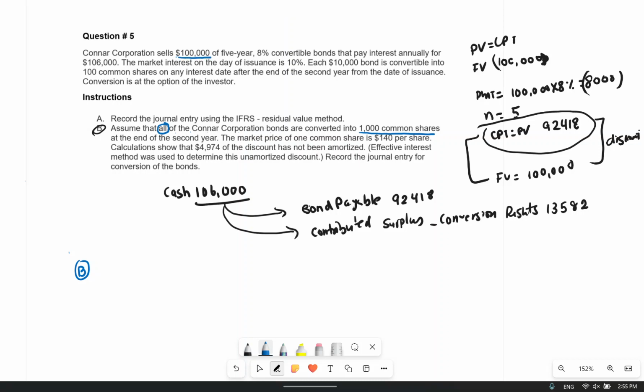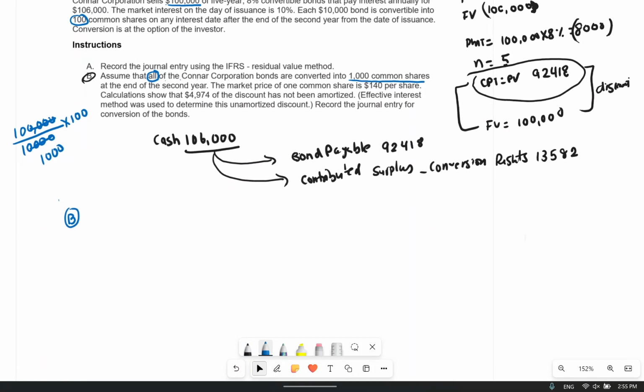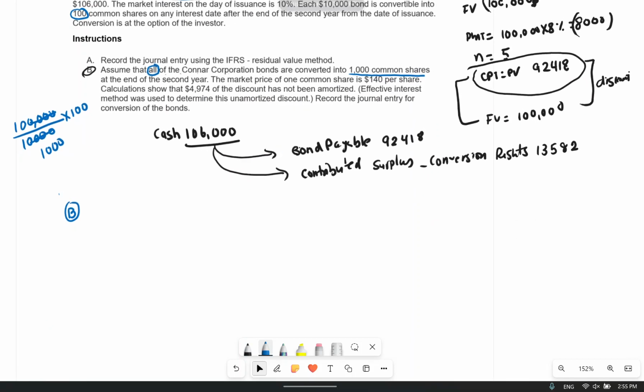I had a bond for 100,000, and each bond can be converted into 100 common shares. So divided by 1,000, multiply by 100. So if I were to do that, this is how we got each 10,000 bonds, so that's how we got the 1,000 common shares. But that's not what the question is asking. First we needed to know what the carrying value of our bond is.